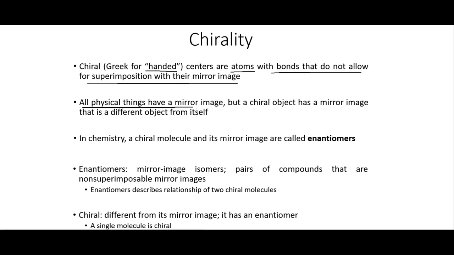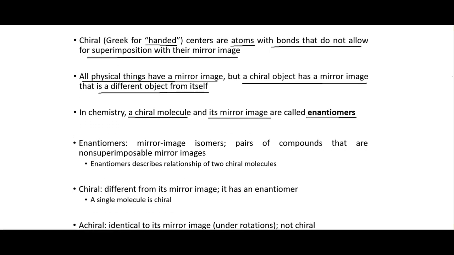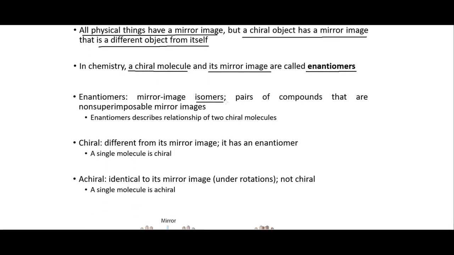So all physical things have a mirror image, but a chiral object has a mirror image that is a different object from itself. So in chemistry, a chiral molecule and its mirror image are called enantiomers, which is what I mentioned before. So enantiomers are mirror image isomers, so they are pairs of compounds that are non-superimposable mirror images. So enantiomers describes the relationship of two chiral molecules. So the idea here being that a single molecule can be chiral, but a pair of chiral molecules that are mirror images of each other are called enantiomers.